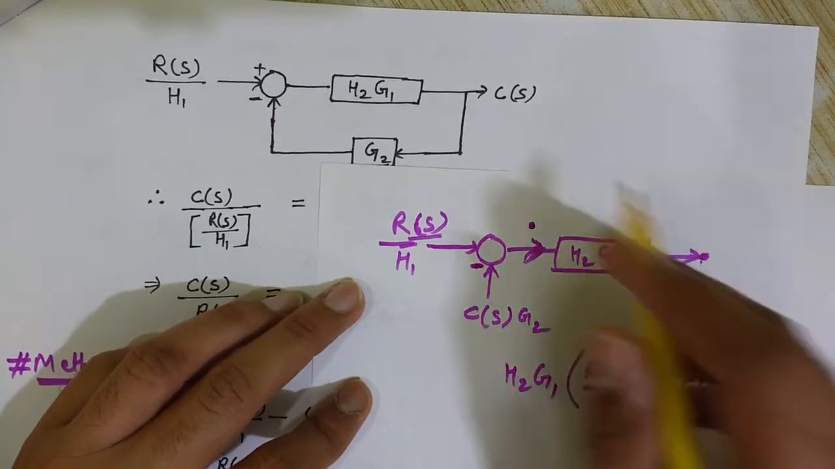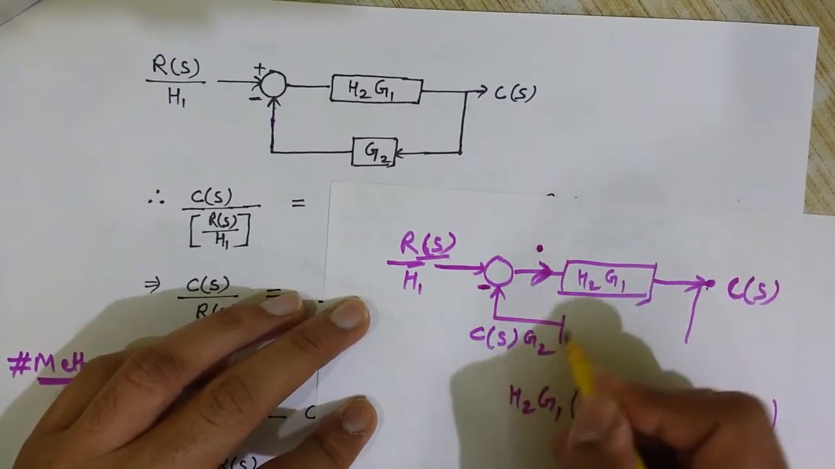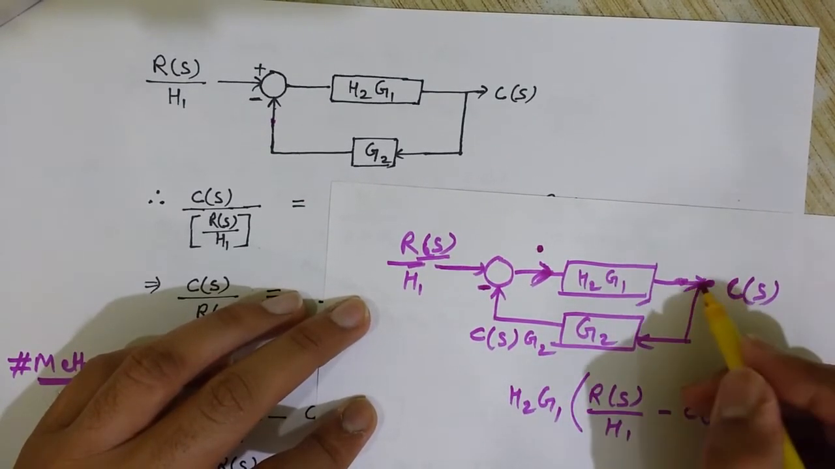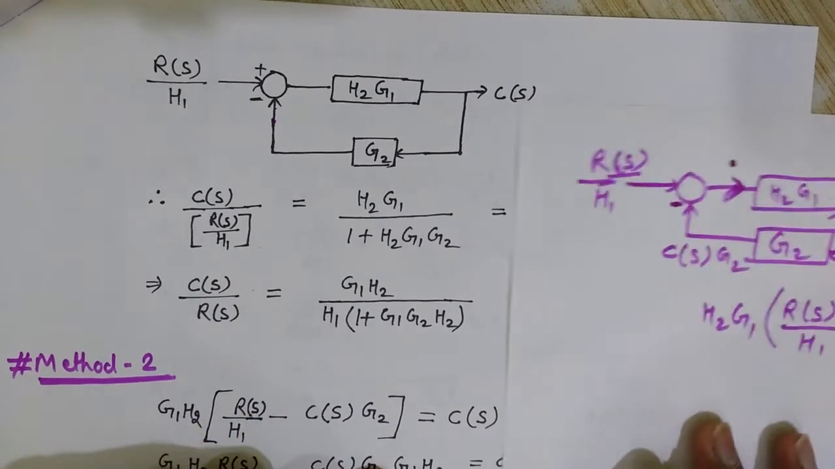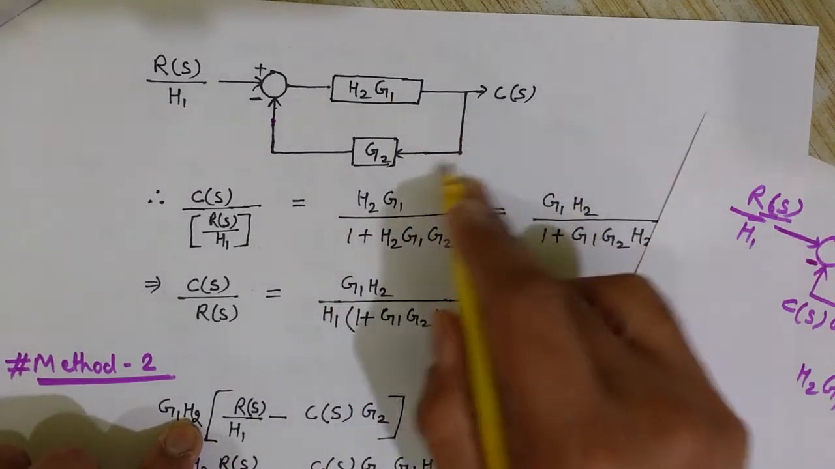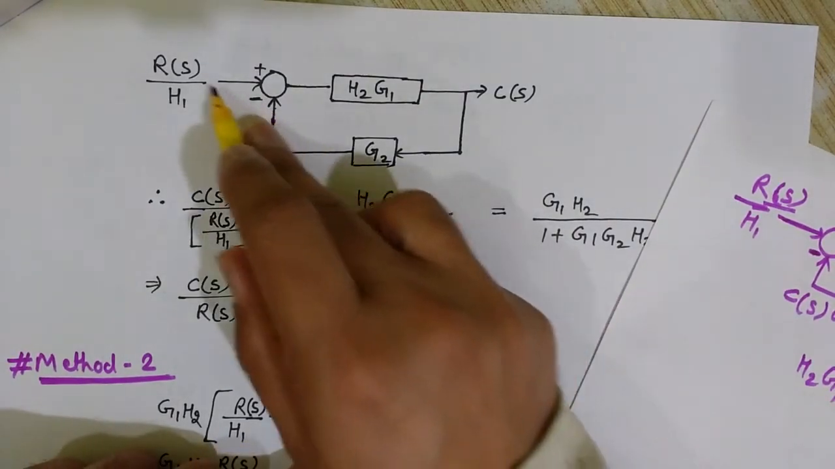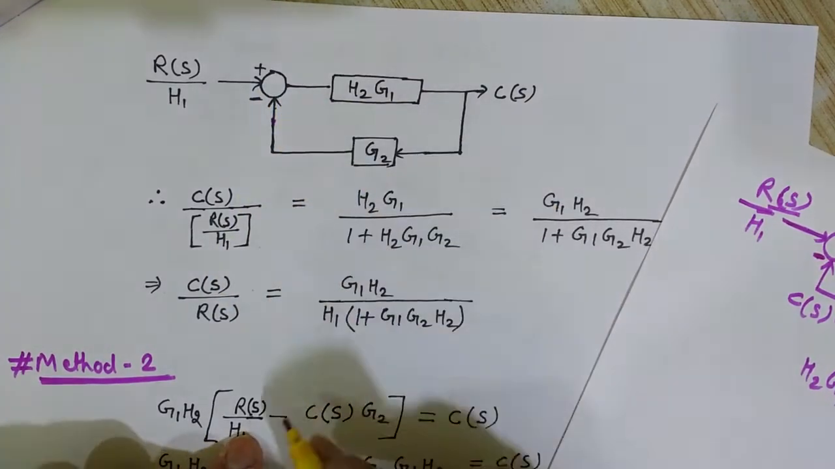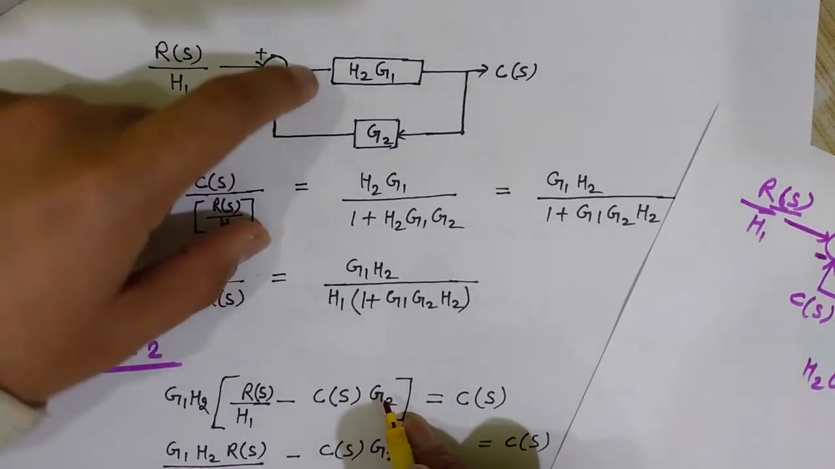And now you see in this diagram that it is nothing but CS. Let's write it again. So I have this equation at this point, and it is equal to CS. This is the same equation as this. So it is CS into G2 at this place, and it gets subtracted from RS by H1 because of this operation. So RS by H1 minus CS into G2, and this is the output at this place.